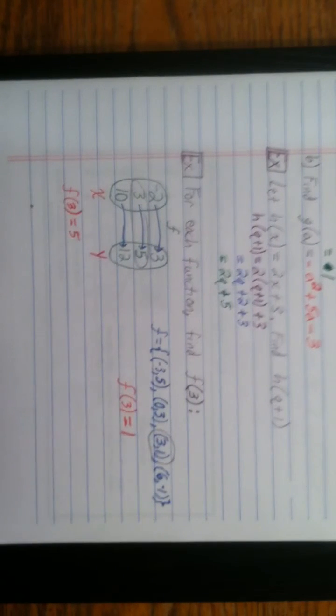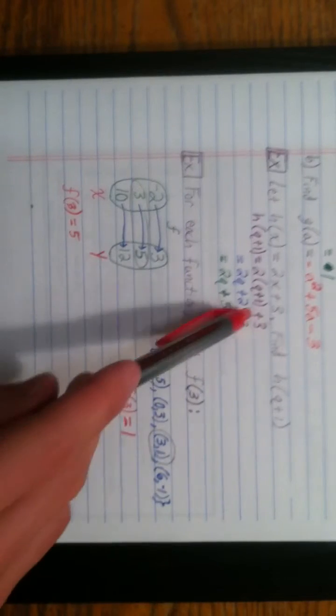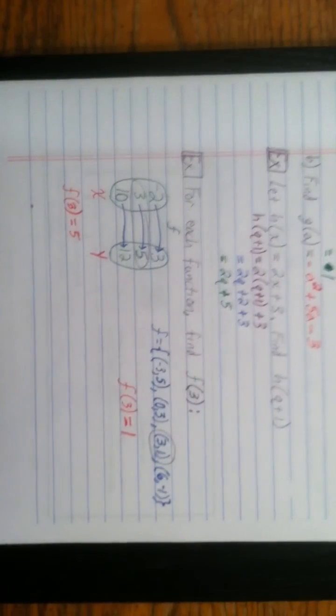So with a mapping or a set of ordered pairs, a little bit easier. You can really quickly just come up with the answer. You don't really have to evaluate anything like we did up here. And that finishes up section 4.5.